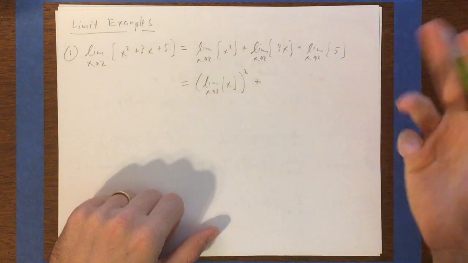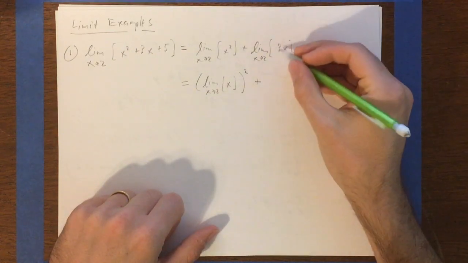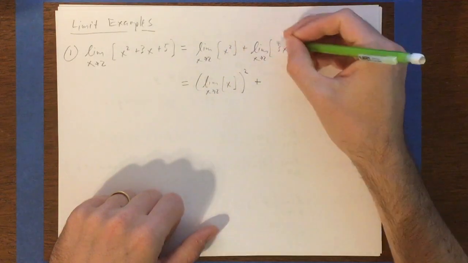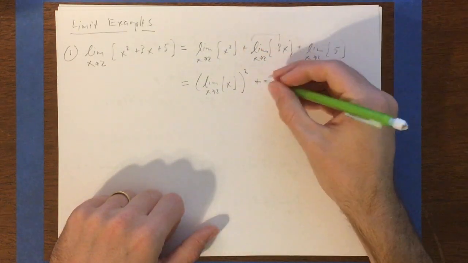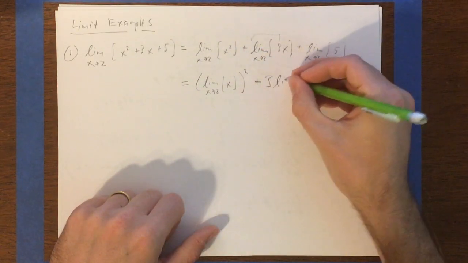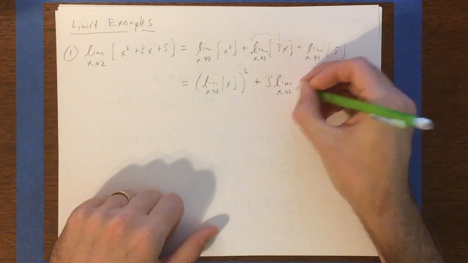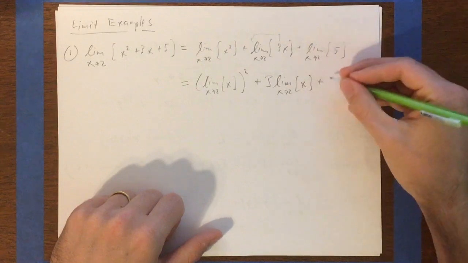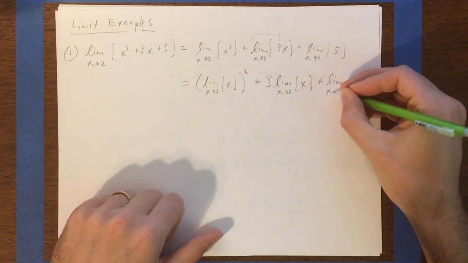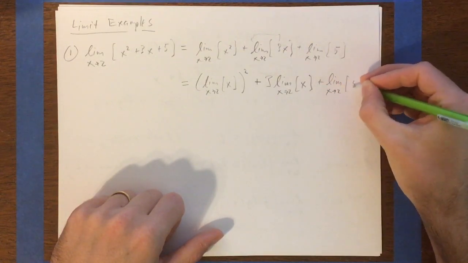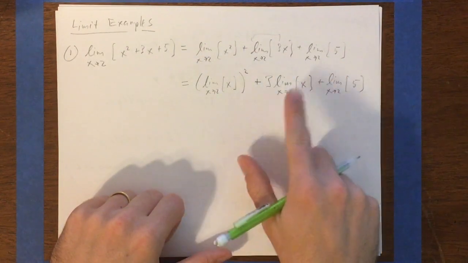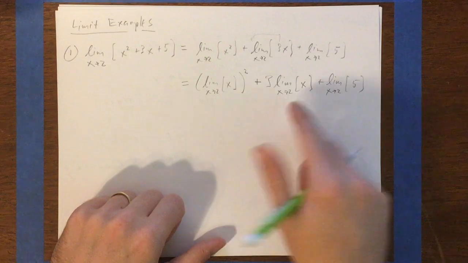Another property is the constant multiple rule, which says that if we have a multiple of a function, we can take that multiple and pull it outside the limit. So this multiple of 3 is going to come outside. We're going to have 3 times the limit of x. And we do have a rule for dealing with constants, but let's get to that in just a moment. So in this step, I've applied the rule for dealing with powers and the constant multiple rule.